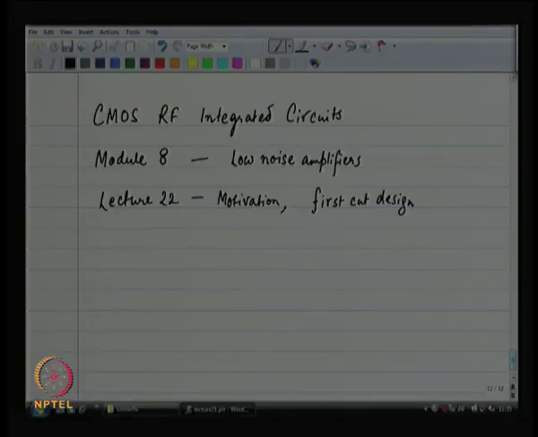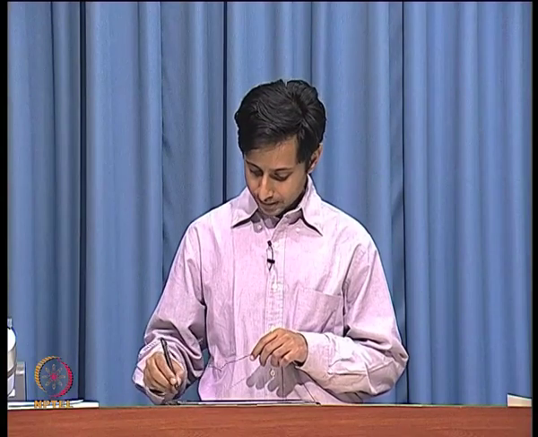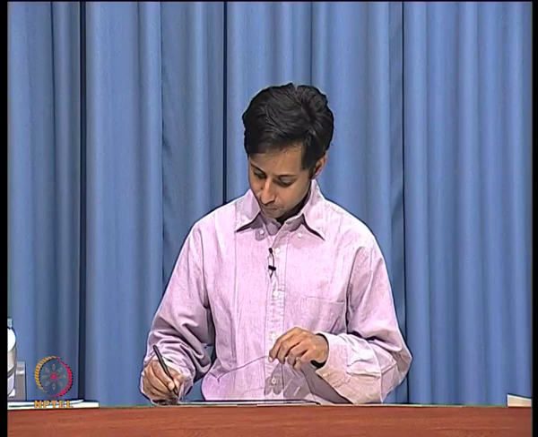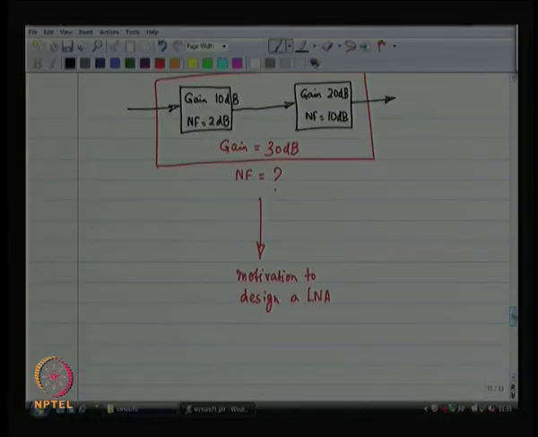So, we had just about started talking about the 8th module, low noise amplifiers, and I promised that before we discuss low noise amplifiers we are going to try to motivate the problem. To motivate the problem we wanted to solve a numerical first, which was basically this. This is what we wanted to solve.